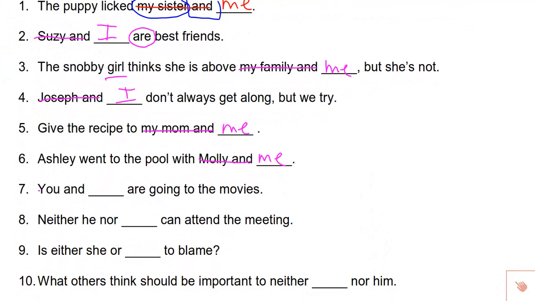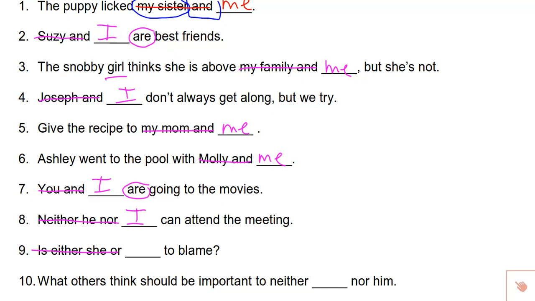"You and blank," well, that's the part that's confusing, so let's get rid of it. Oh, we have this are situation, so don't let that deter you. Would you say "I am going to the movies" or "me is going to the movies"? Clearly it's I, even though the are would have to change. The context of knowing that I is the subject is still the same. Now let's get into some that have nor. "Neither he nor blank," so I'm going to get rid of this part. And would I say "me can attend the meeting" or "I can attend the meeting"? Clearly it's I, it is the subject.